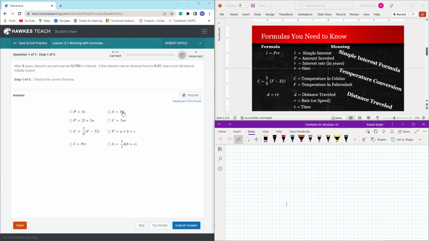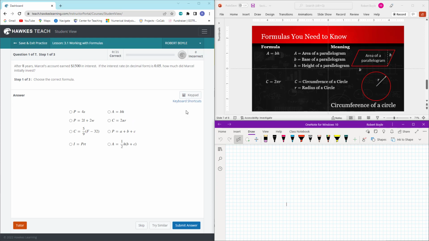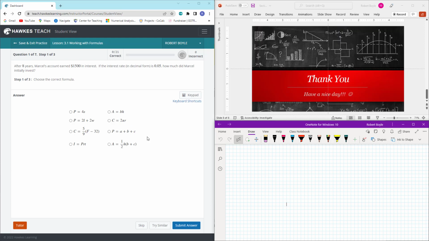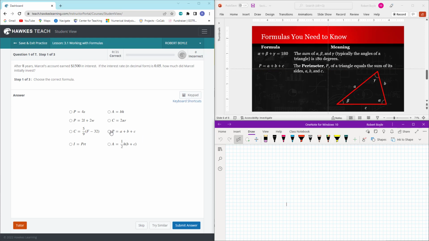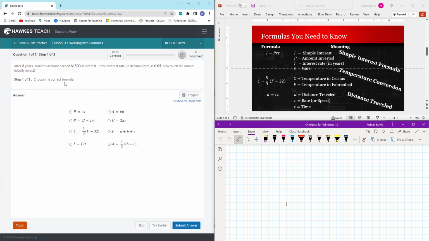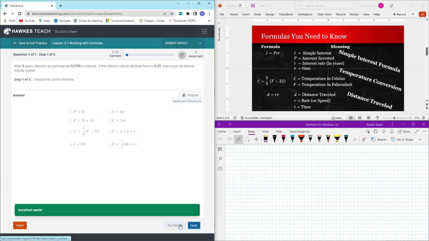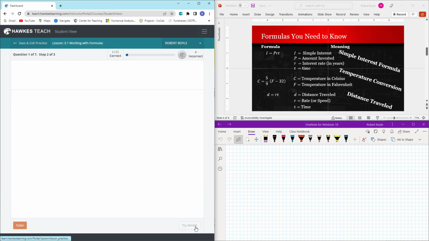Now, what are the other ones? Remember, this is the area formula for a parallelogram. The next one is the formula for the circumference of a circle. And this is the formula for the perimeter of a triangle. And actually, this is one that we did not go over, but this is the area of a trapezoid. For this particular problem, we want to click right here because we are dealing with interest, we are dealing with an interest rate, and we want to know how much we originally invested. So that's what we have. And shocking as it might be, I was actually correct.